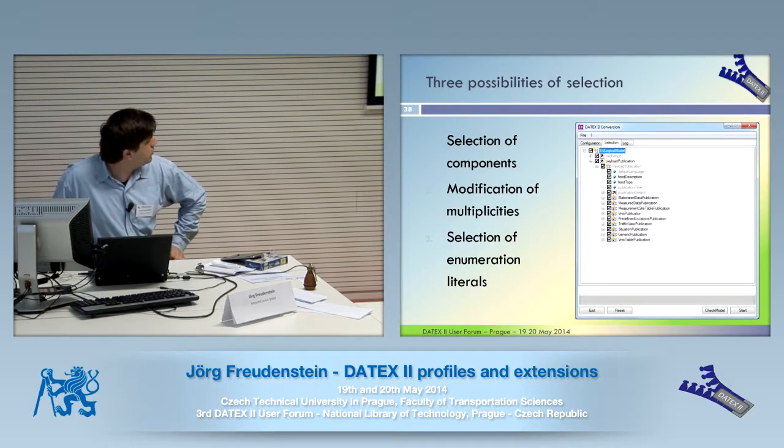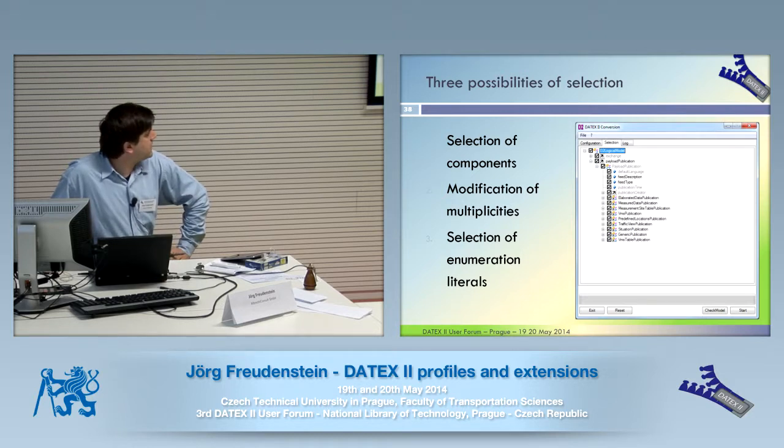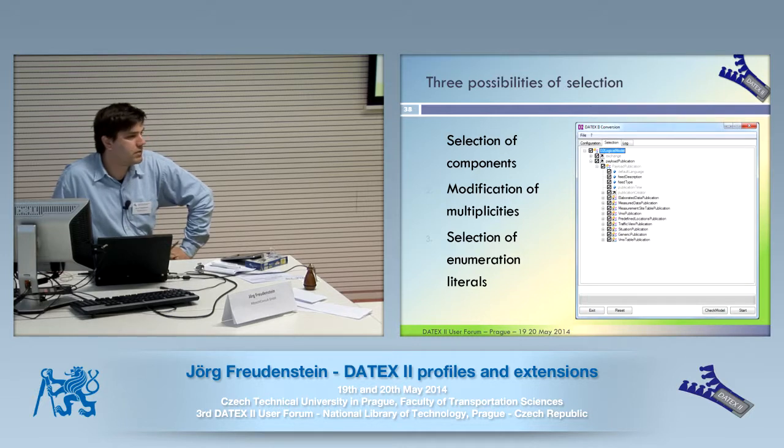Again, this is a view on the tool. You will see in practice in a few minutes. This is a tree structure of the data model. And you already can see that there is a possibility to select or deselect elements. And with the tool, you can make three elementary things. You can select different components. You can modify multiplicities. And you can select enumeration literals.